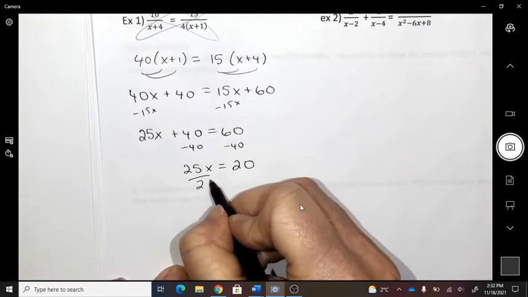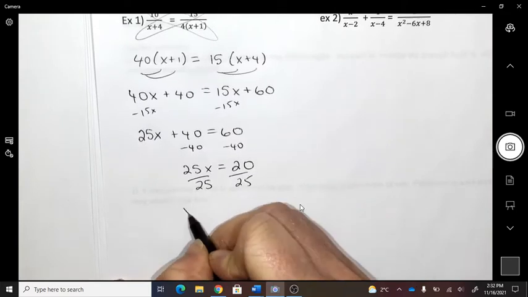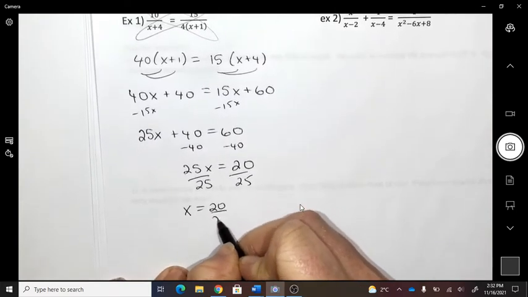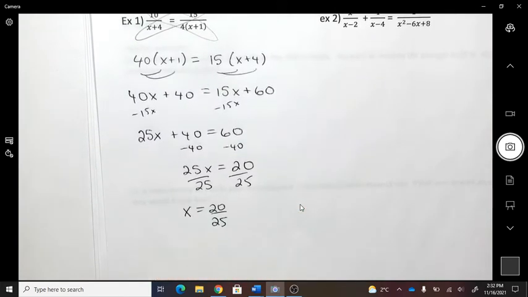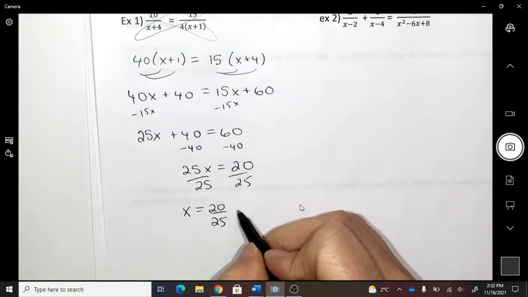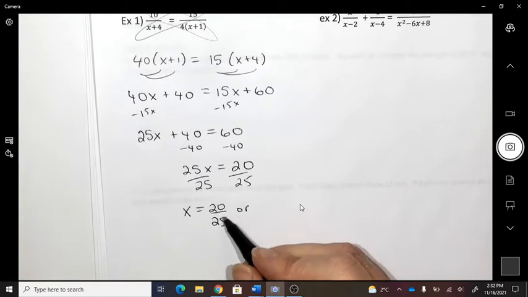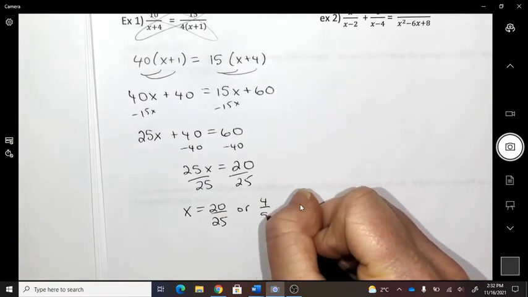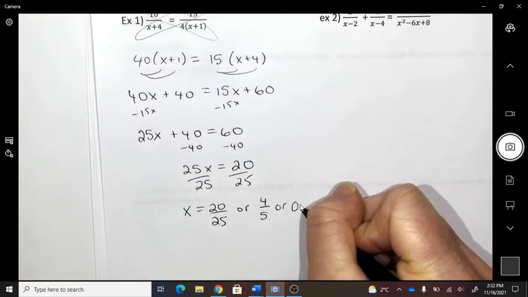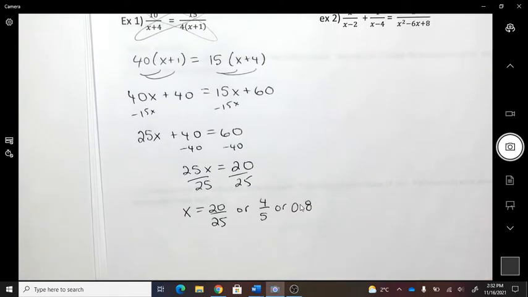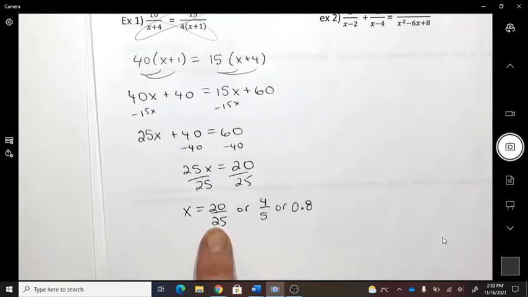Divide. So x equals, you can leave it like that, or you could reduce it by 5, so that's 4/5, or I would have been okay as a decimal too. You don't have to write all 3 of those, but I would accept a person who wrote that or that or that. I'd accept all of them.